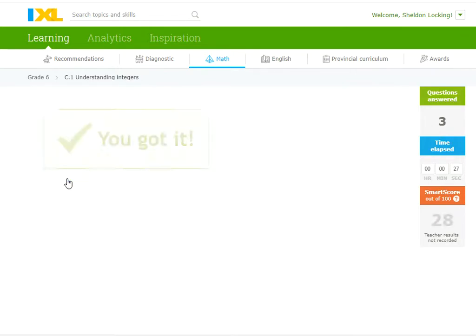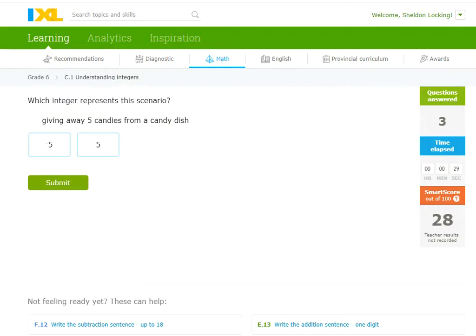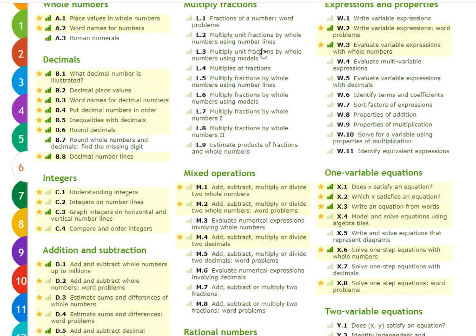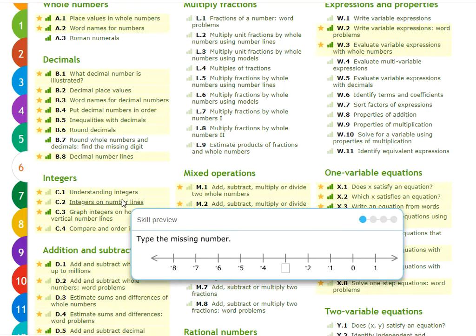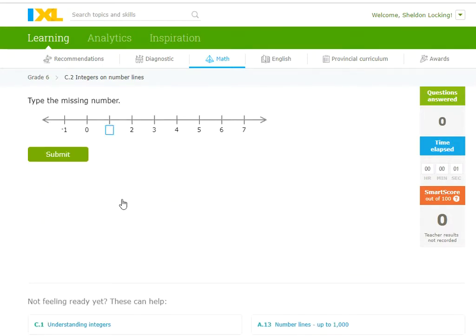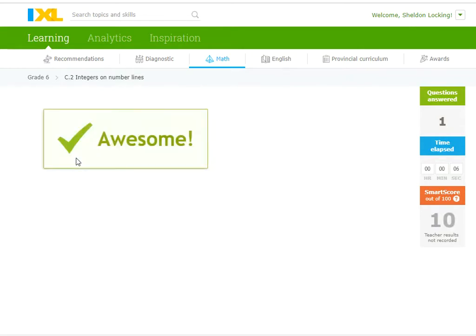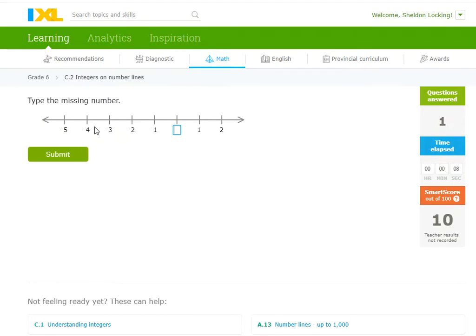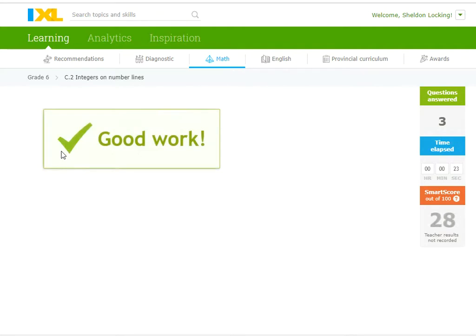All right. The next skill to look at is integers on number lines. Okay, similar thing, but more of a visual layout of what the integer is. So type the missing number: -1, 0, then 1. -5, -4, -3, -2, -1, 0. -2, -1, oh, -1, 0. Okay, as you move left, you get smaller. As you move right, you get larger.